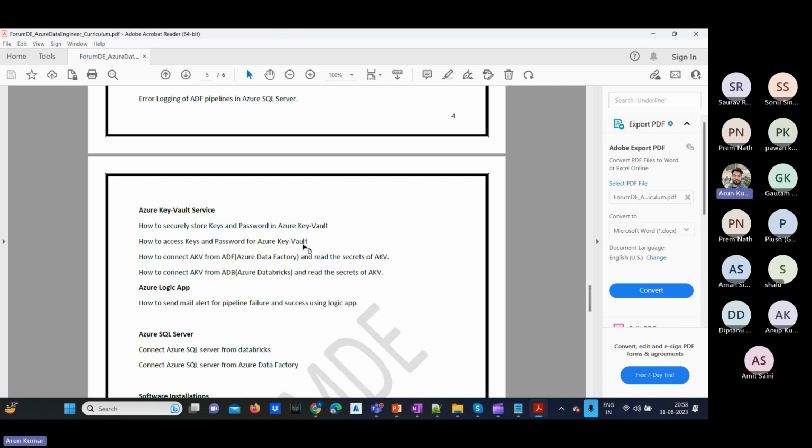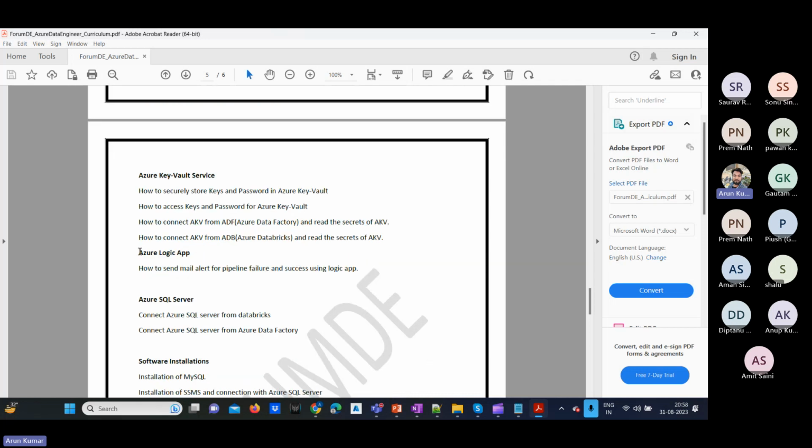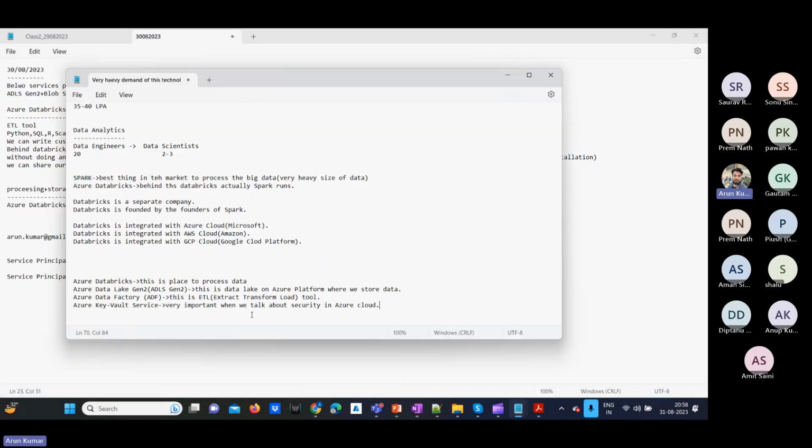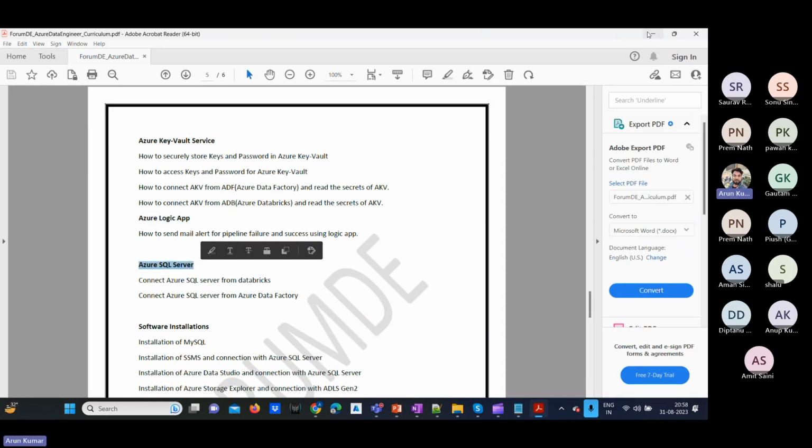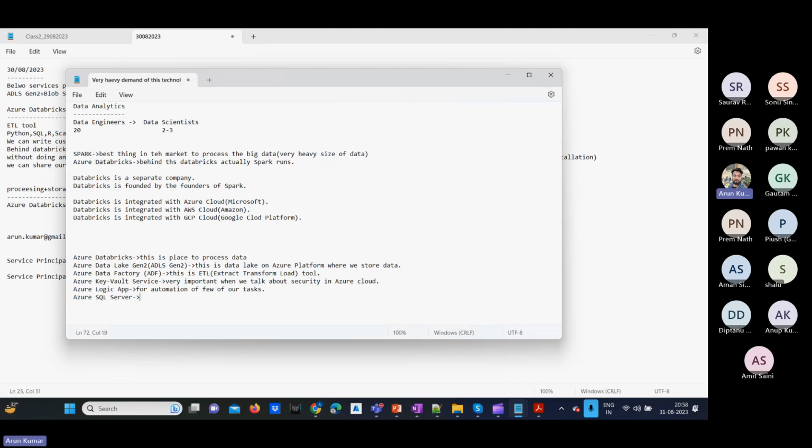I'll be sharing this syllabus with you. You can have a look if you want. I'll tell you about another thing. There is something called Azure Logic App in Azure. This is for automation of a few of our tasks. Then there is Azure SQL Server. This is for storing structured data. What all these structured data is, I will be telling in my further classes actually.